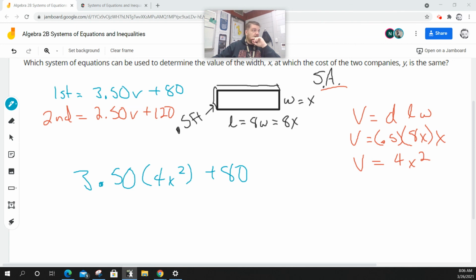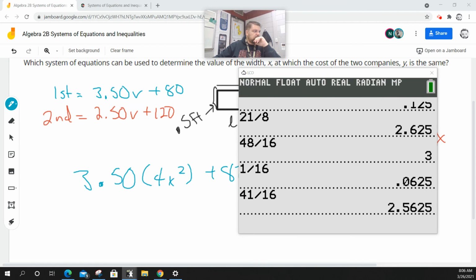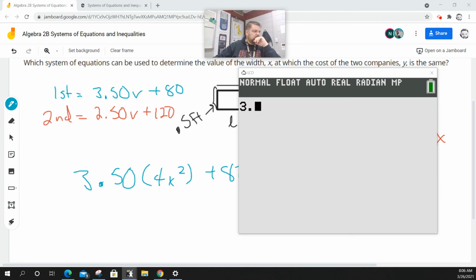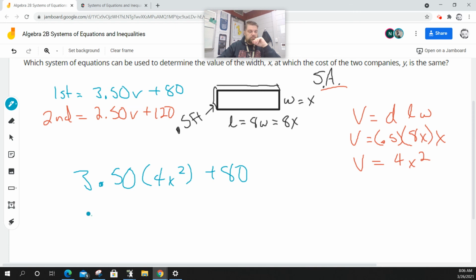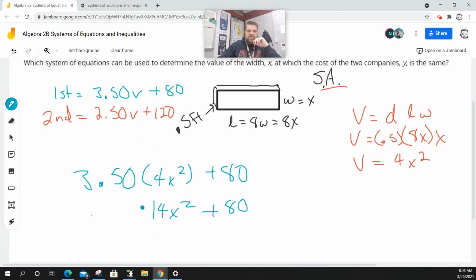And so what I need to do is figure out what 3.5 times 4 is. I've got my handy dandy calculator here. Let me clear all this out, go to this screen, clear this out, and I'm going to say 3.5 times 4. And that gives me 14. So this whole thing reduces down to 14, and we can't forget the x squared, plus 80. And I think we could just set that equal to y.